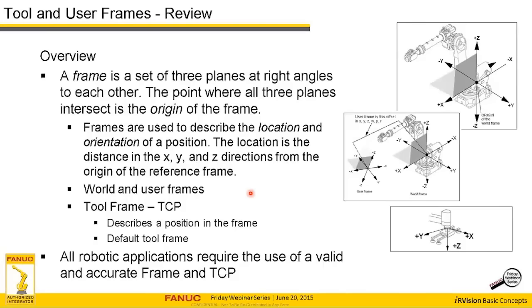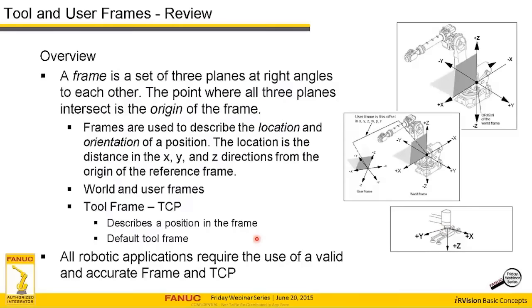A tool frame is a special case. A tool frame is also called a tool center point. It describes a position in a frame. A tool center point is always made relative to the center of J6, and when you move a robot in a tool frame, that point relative to the robot is the point at which the position of the robot will be reported. There is a default tool frame, and that's the center of J6. Also, if you enter your own tool frame and make it 0, 0, 0, you will be referencing the center of J6.